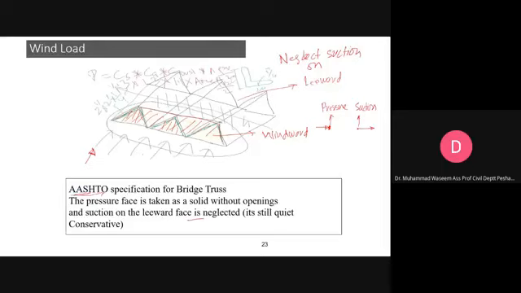So what we do, as per the AASHTO specification, is neglect suction on this side, and we consider this truss as a solid cross section. We know there are some open spaces here, but according to the code we consider it as solid without openings, and we apply the pressure and design this bridge for this pressure. Now you have to neglect the suction on the leeward side whenever you are designing a bridge. You don't have to consider the suction.